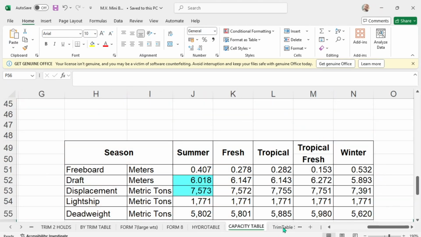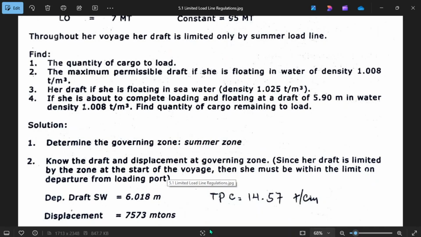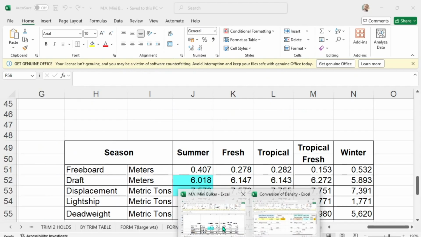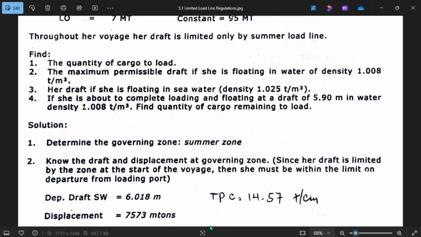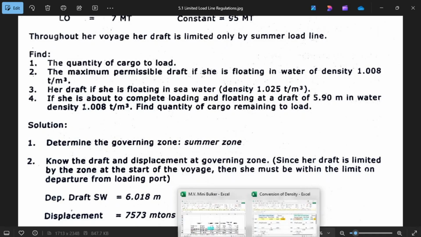So we go now to the capacity table. This is the load line of the vessel, and since we are in a summer zone, look for summer. This is your summer, and the summer draft is 6.018 and the displacement is 7573. Let's check, guys. Draft is 6.018 here, and displacement should be 7573, and the TPC will be 14.57. We'll check it later, guys. Okay, then we go here.